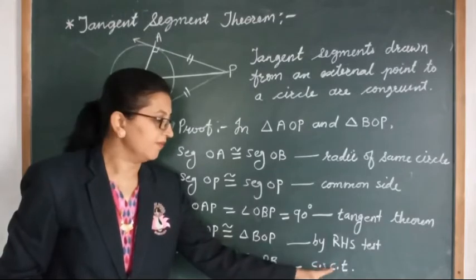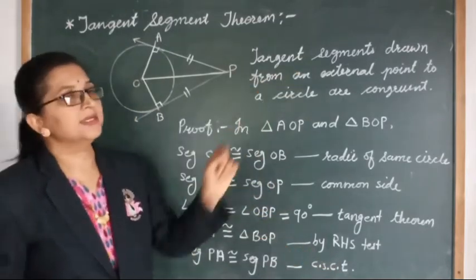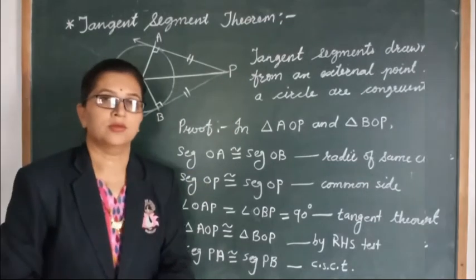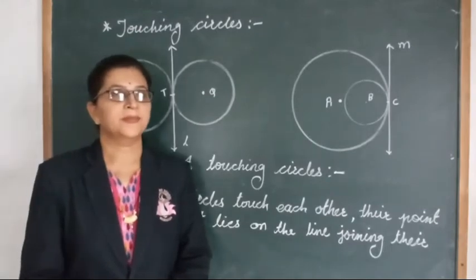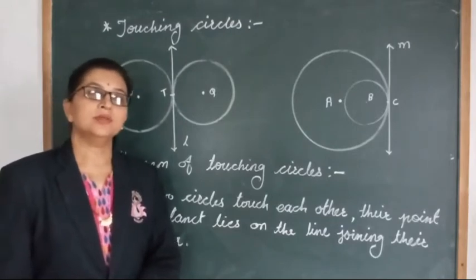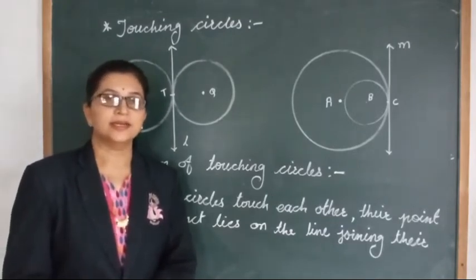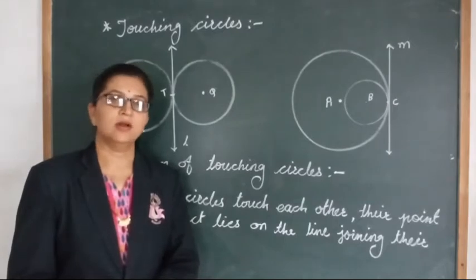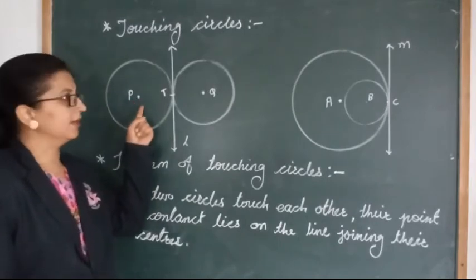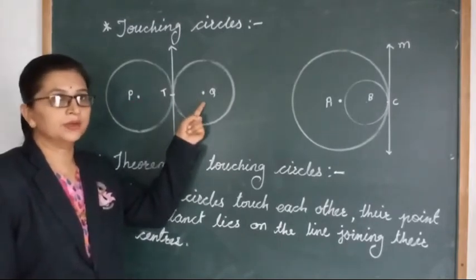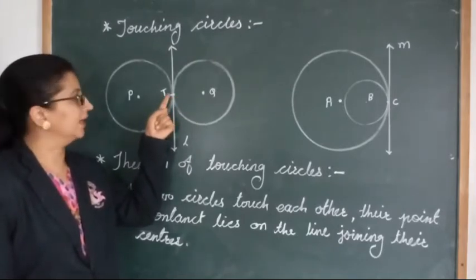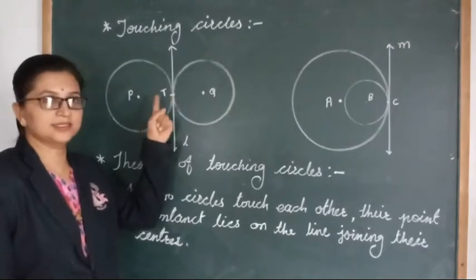So friends, in this way we have proved that tangent segments drawn from an external point to a circle are congruent. Our next concept is touching circles. What is meant by touching circles? When two circles touch each other in only one point, such circles are called touching circles. Here in the figure you can see the circle with center P and the circle with center Q. These circles touch each other in one and only one point, that is point T. So these are touching circles.